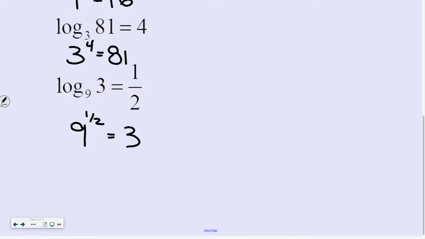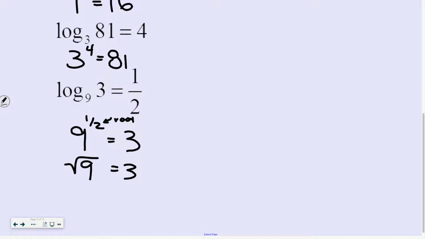Remember, when you have a fraction in your exponent, that's like taking a root. So the root is in the denominator of your fraction. If it was raised to the 1/3, it would be a cube root. If it was raised to the 1/4, it would be a 4th root. Since it's raised to the 1/2, it's a square root. Do you agree that the square root of 9 is 3? Yeah, so this is a true statement.